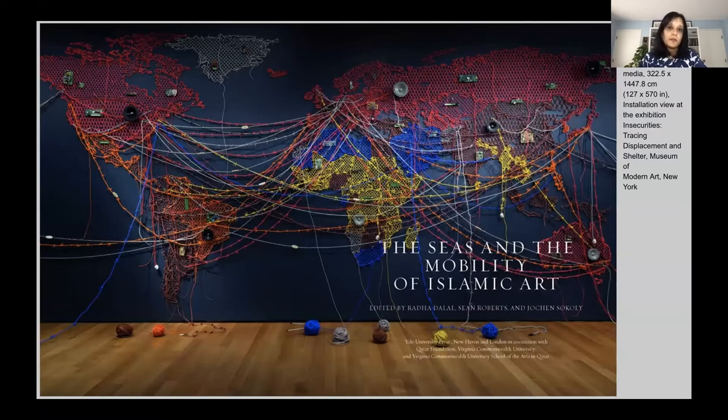In later versions of this work, she has also upended the Mercator projection's insistence on suggesting that the North somehow is more powerful compared to the South, and also tried to correct some of the inaccuracies in the Mercator projection. And so she's flipped it around to give what we would now call the global South prominence up in the North.